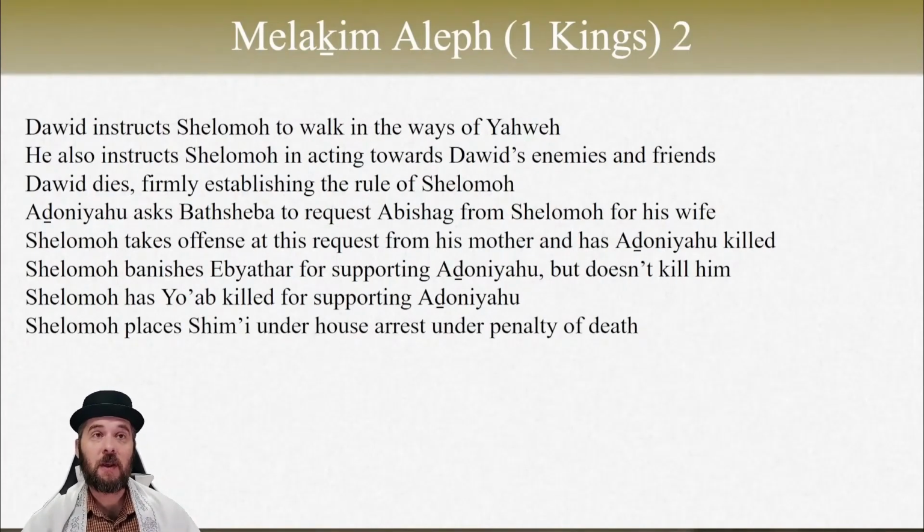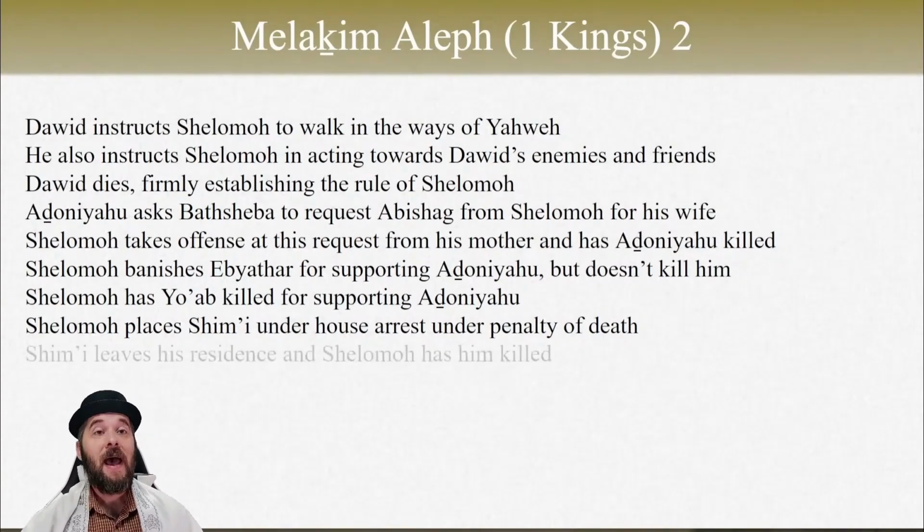And then Shlomo places Shimei under house arrest under the penalty of death, telling him, you don't leave this place. You do not cross this river. Otherwise, when you do, you will die. Now, Shimei is one of the enemies that David was instructing Shlomo about at the end of his life. And Shlomo banishes him, puts him under house arrest, but doesn't kill him because he worked as a priest carrying the ark and whatnot. So he banishes him to house arrest.